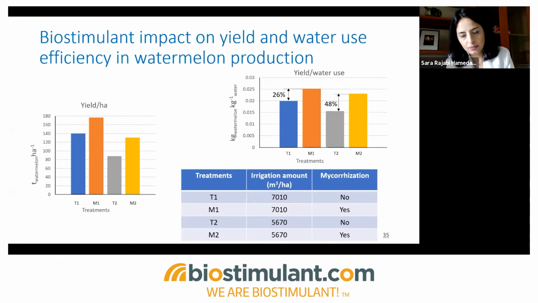And about the results. Thanks to biostimulants, watermelon productivity is improved. The treatment with standard irrigation and biostimulant application has the highest yield among other treatments. And then water use efficiency also increases with biostimulants. This increase can be 26% in treatment with standard irrigation and 46% in treatment with reduced irrigation.